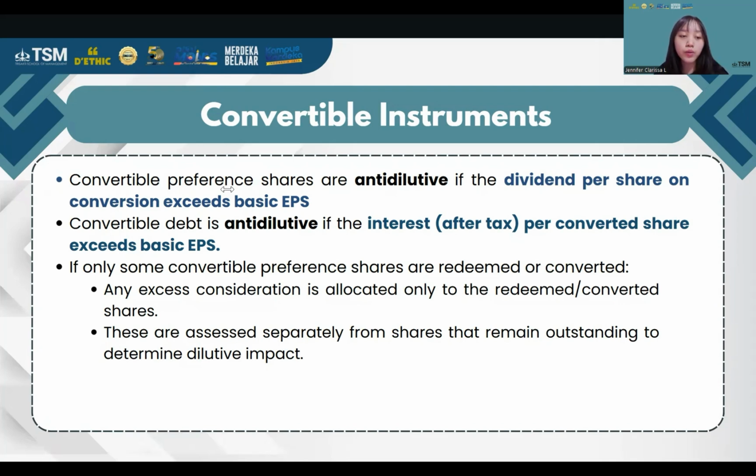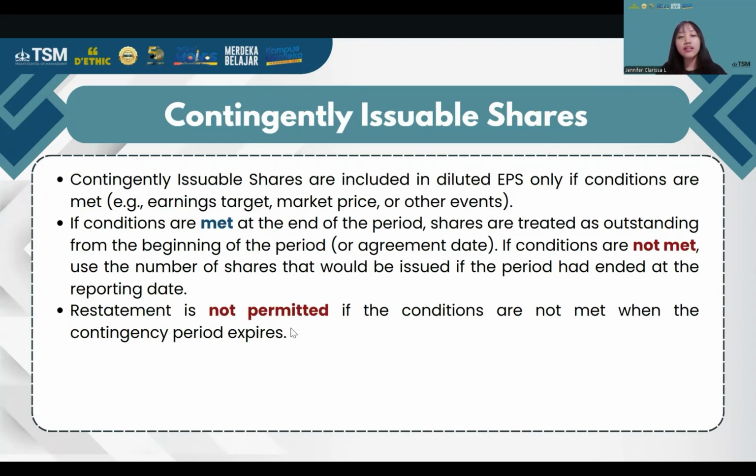Third, if only some convertible preference shares are redeemed or converted, any excess consideration is allocated only to the redeemed or converted shares. So, if the company paid more than the face value, the extra is just for the shares that were converted. These are assessed separately from shares that remain outstanding to determine dilutive impact. So we check the dilutive effect of the converted shares on their own, so it's not mixed with the ones that are still outstanding.